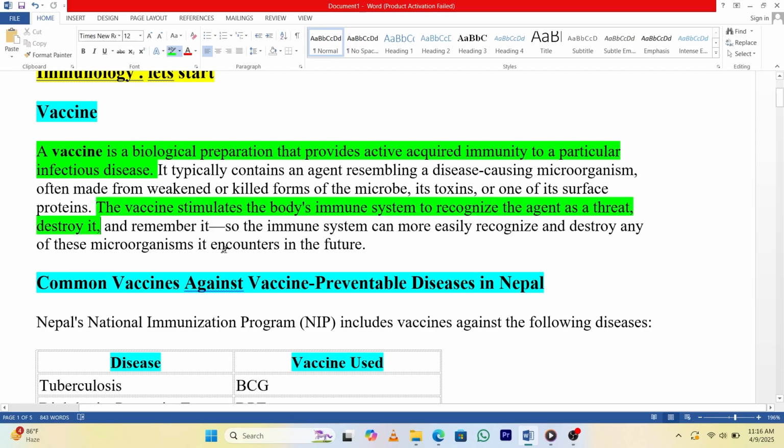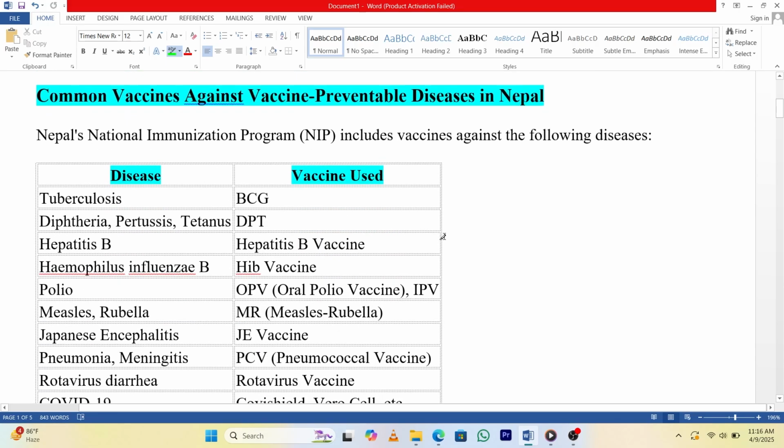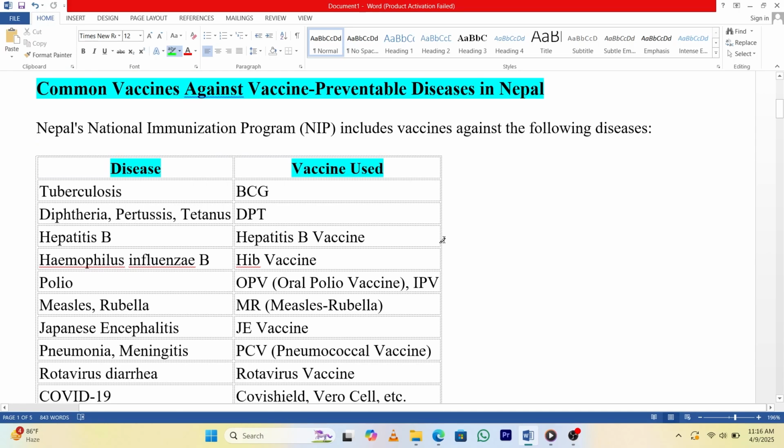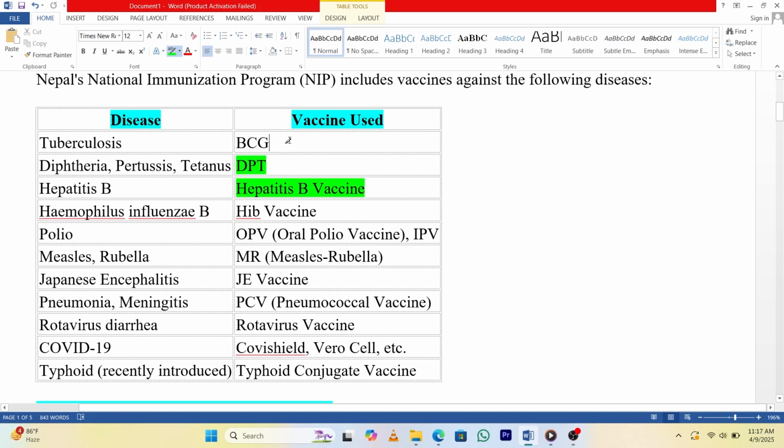Common vaccines against vaccine-preventable diseases in Nepal. Nepal's National Immunization Program, NIP, includes vaccines against the following diseases. Disease, vaccine used. Tuberculosis, BCG. Diphtheria, pertussis, tetanus, DPT. Hepatitis B vaccine. Haemophilus influenzae B, Hib vaccine. Polio, OPV, oral polio vaccine, and IPV.